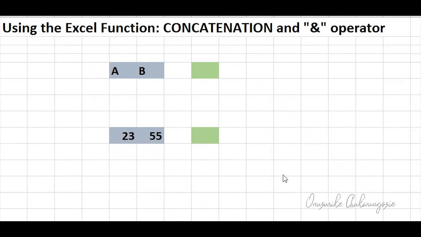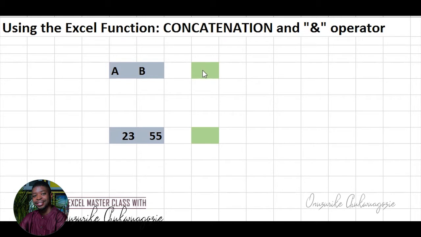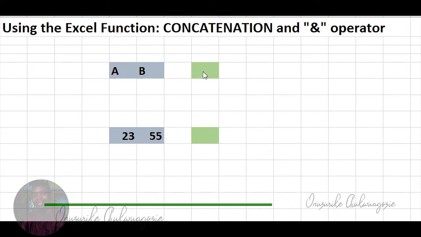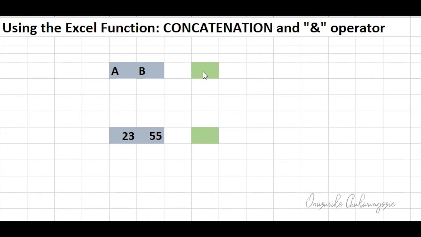So today we'll be looking at the Excel function concatenation and the AND operator. Alright, so we'll be looking at what we can achieve with this. We can actually use concatenation and the AND operator interchangeably, but to some extent concatenation is more flexible. It supports more characters than the AND operator, but you might not see the difference now because for this level we'll be dealing with a very small number.